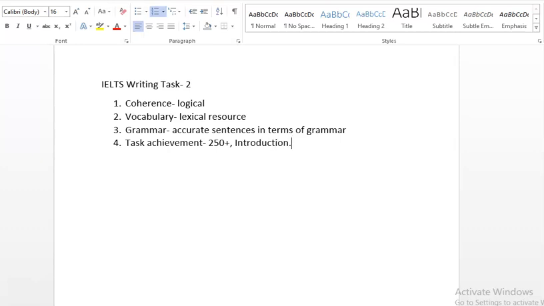does your essay answer all the criteria that IELTS examiners expect from you? Introduction, bodies, as well as conclusion.